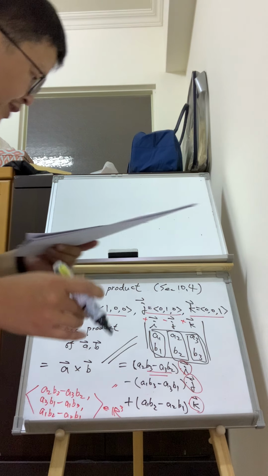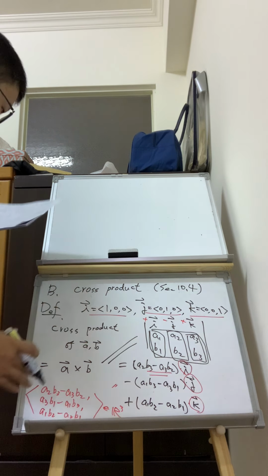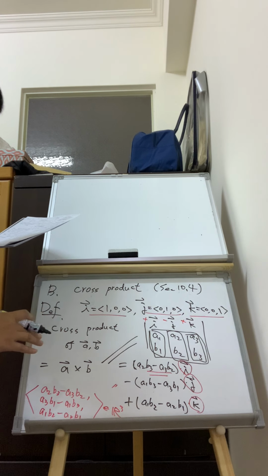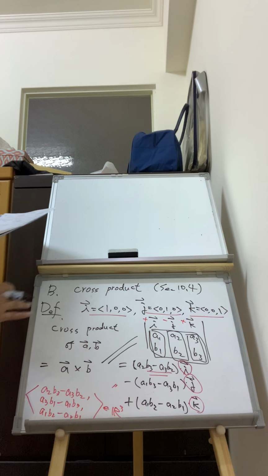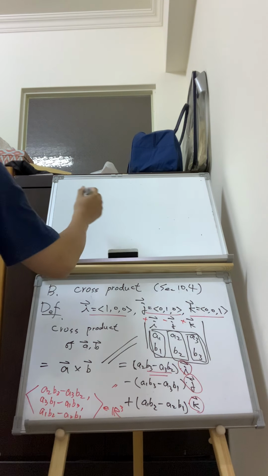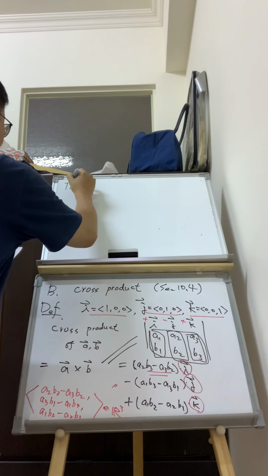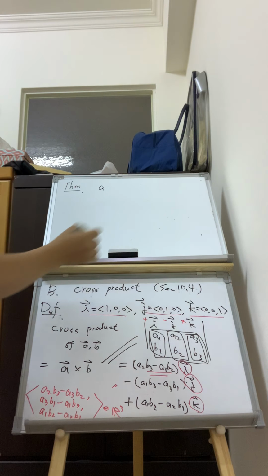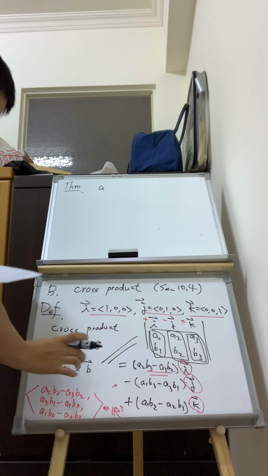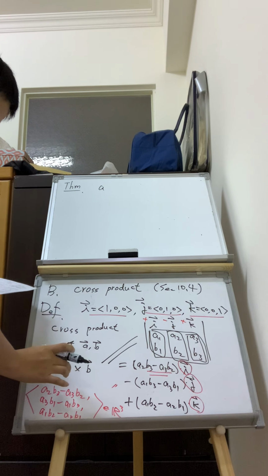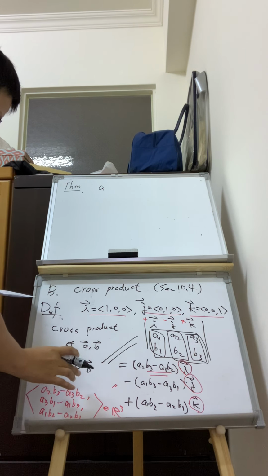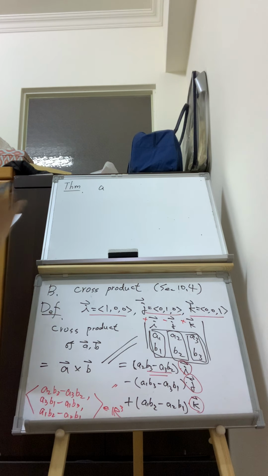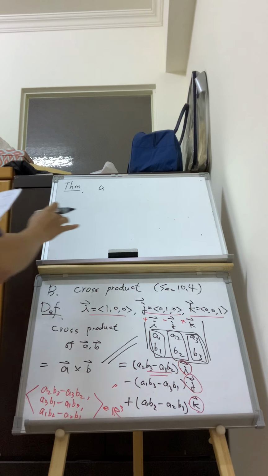Okay, so later I will give you the example for the cross product, but before that, let's see the property of the cross product. Actually, we have this result. If you want to know the relationship between the cross product of A and B and the vectors A and B, actually, we have this result.